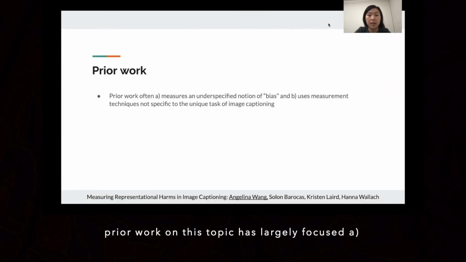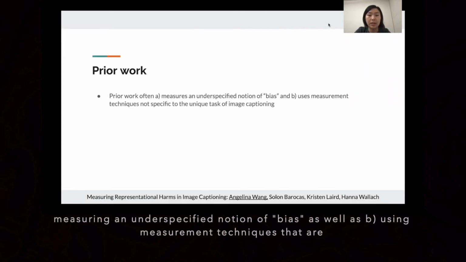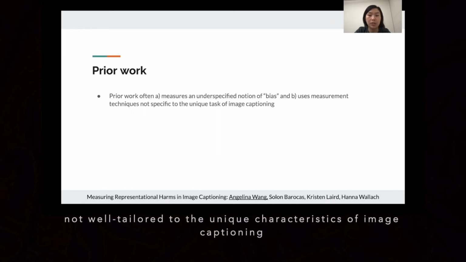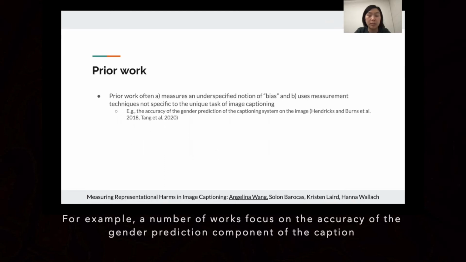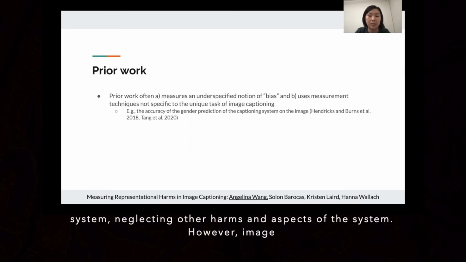Prior work on this topic has largely focused on A, measuring an underspecified notion of bias, as well as B, using measurement techniques that are not well tailored to the unique characteristics of image captioning. For example, a number of works focus on the accuracy of the gender prediction component of the captioning system, neglecting other harms and aspects of the system.